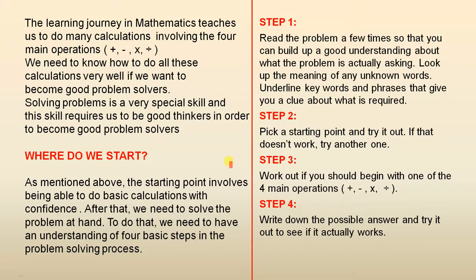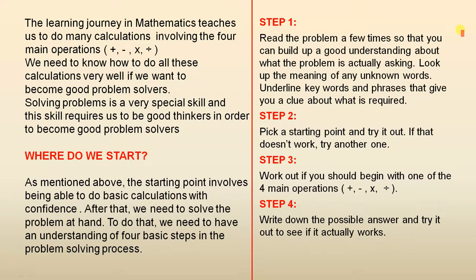After that, we need to solve the problem at hand. To do that, we need to have an understanding of four basic steps in the problem-solving process. Step 1. Read the problem a few times so that you can build up a good understanding about what the problem is actually asking. Look up the meaning of any unknown words. Underline key words and phrases that give you a clue about what is required.